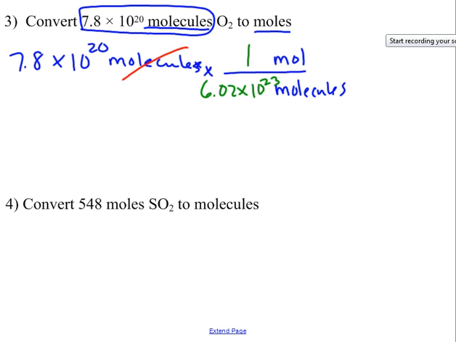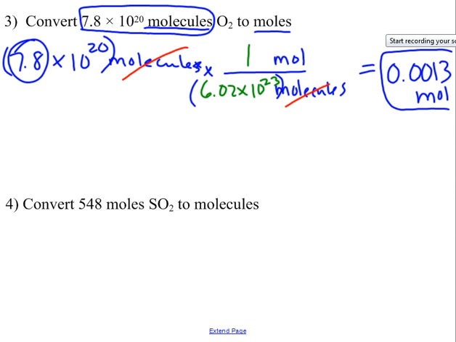We'll see that molecules will cancel, and when you multiply 7.8 times 10 to the 20 divided by 6.02 times 10 to the 23, make sure you put parentheses around those scientific notation numbers, or else you will have order of operations problems and you'll get the wrong answer. But this works out to be, to the proper number of sig figs, 2 sig figs to start, so we should end up with 2 sig figs to end. You'll get 0.0013, and the unit there is moles.